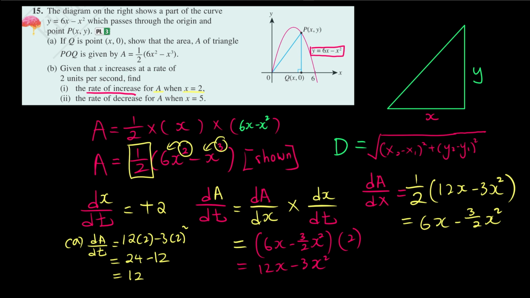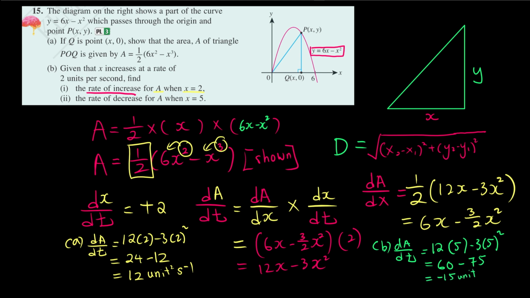But since A is area, we know it's going to be units squared per second, or we can write it as units squared per second to the power of negative 1. How about B? Do we need to do it again? No, because x is just changing, but dA over dt is still the same. So we can say that dA over dt is equivalent to 12, but x is now 5, so 12 times 5 minus 3 times 5 to the power of 2. 12 times 5 is 60, 5 squared is 25, times 3 is 75. So this is why we have negative 15 units squared per second.